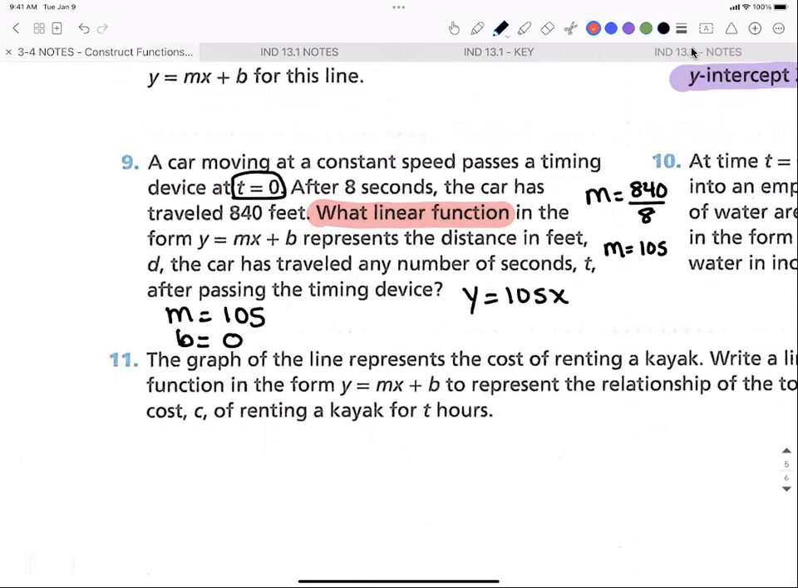Now, in this problem, we're actually not quite ready to circle our answer, or in the Math Excel idea of it, you're not ready to put it in the computer yet. How come? The very last sentence tells you that they want you to say distance in feet, which we know is our 840, that's our y, but they want you to use a d for that. And then they tell you that the car has traveled any number of seconds, and they tell you to use t for that. And we know that our t is our x, right?